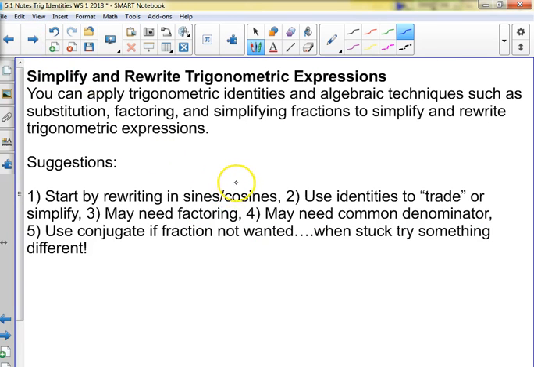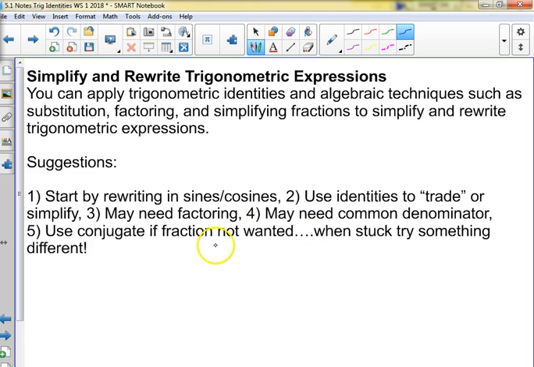All right. When you are simplifying or rewriting trig identities or trig expressions, I find verifying much easier because I know exactly where I'm going and I know when to stop. But today is simplifying, okay? In general, to simplify, you're looking to get down to a single trig function. You don't want it to have more than one trig function in it. So some suggestions: you can start by rewriting things in terms of sines and cosines. Use the identities that are on your pink sheet to trade out for things and simplify. You may need to factor. You may need a common denominator.